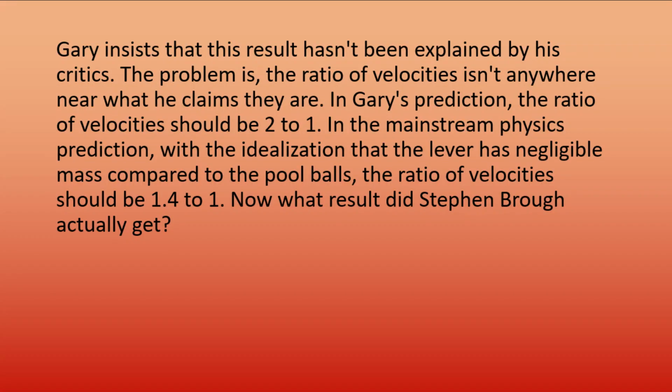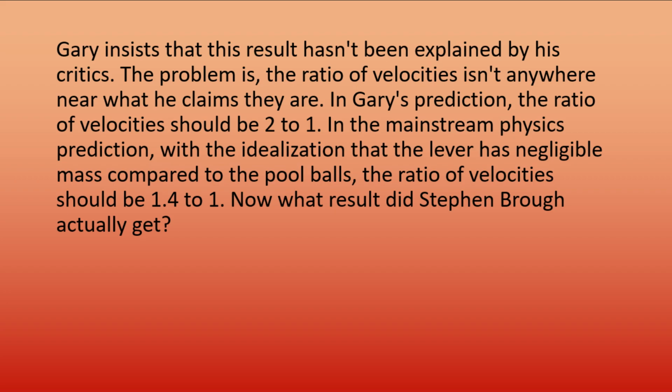All right. Gary insists that this result hasn't been explained by his critics. The problem is, the ratio of velocities isn't anywhere near what he claims they are. In Gary's prediction, the ratio of velocities should be 2 to 1. In the mainstream physics prediction, with the idealization that the lever has negligible mass compared to the pool balls, the ratio of velocities should be 1.4 to 1.